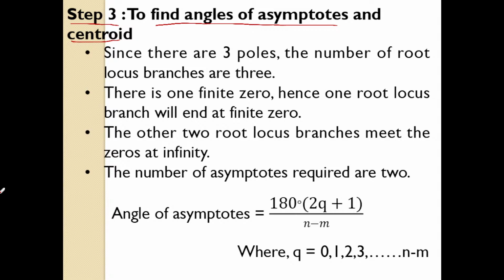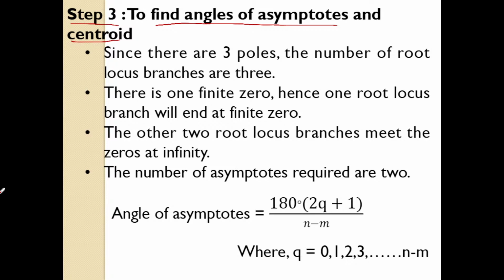When q equal to 1, substitute in the above formula, you will get 180 into 3 by 2, that is 270 degrees. For q equal to 2, you will get the angle as plus or minus 180 into 5 by 2, that is 450 degrees. If the angle is greater than 180 degrees, then you must subtract 360. So 270 minus 360 you will get minus or plus 90 degrees. 450 minus 360 you will get plus or minus 90 degrees.